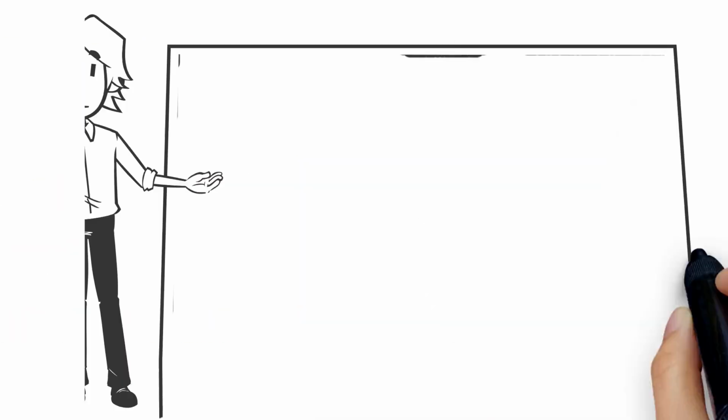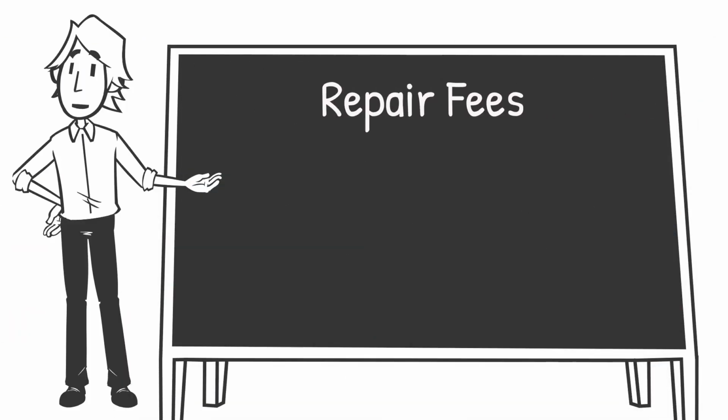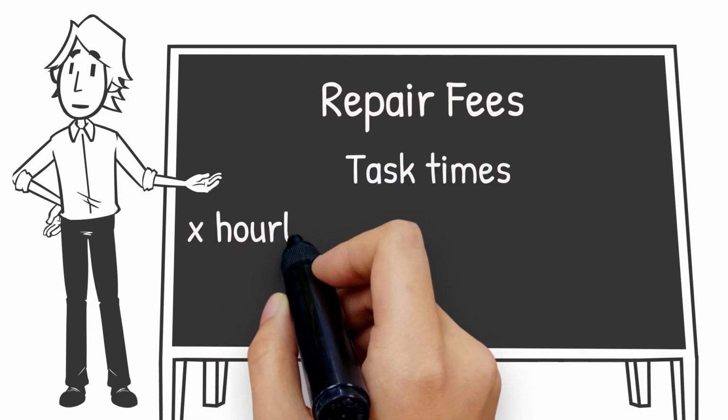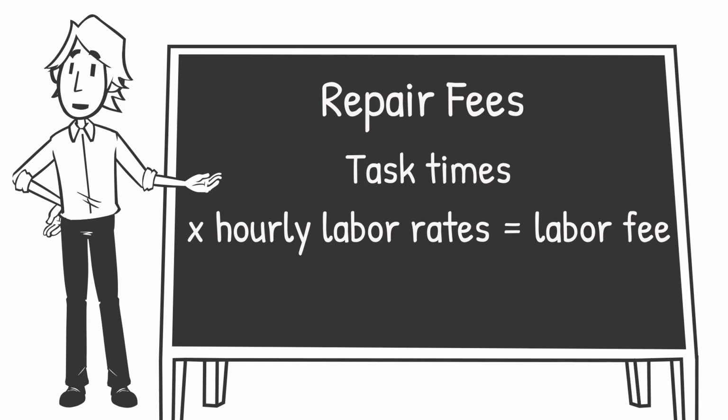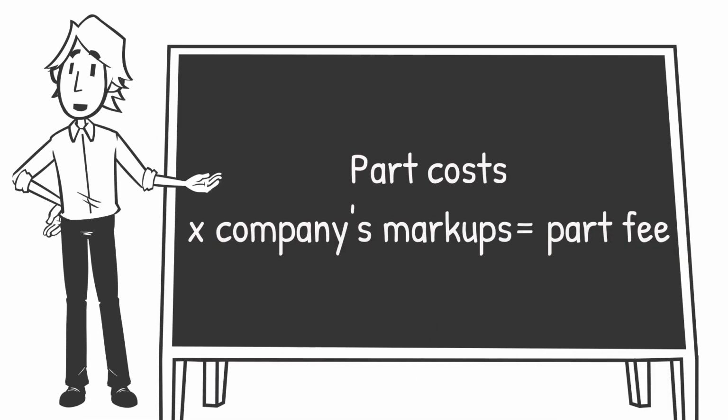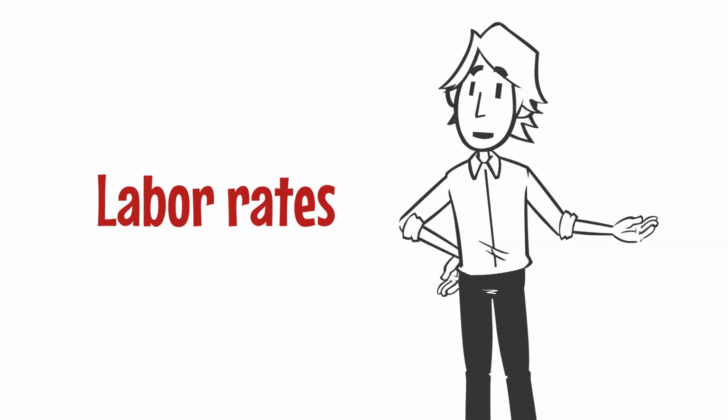for each part. Repair fees calculated in a flat rate pricing system are based in part on labor times for each repair task. Those task times are then multiplied by the company's hourly labor rates to produce the labor fee. Parts costs are then multiplied by the company's markups to produce the part fee. The labor and parts fees are then added together to produce the flat rate selling price for each repair. Let's begin by discussing labor rates.